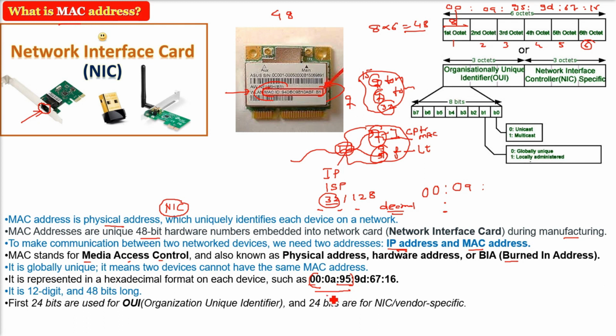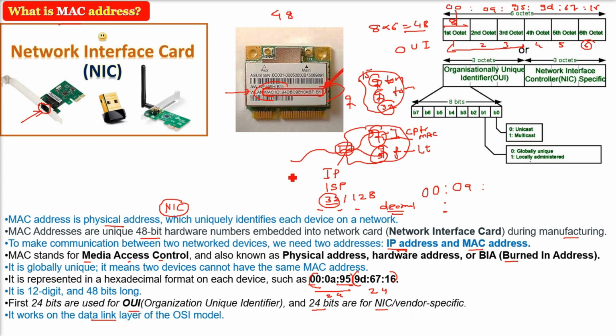You can divide this address into 2 parts. One part can be 24-bit, the other part can be 24-bit. The first 3 octets from the left are the OUI. The first 24 bits are the Organizationally Unique Identifier. It can be Bell, D-Link, Cisco, HP, whichever. This is the organization unique identifier. The next 24 bits are for the network interface card. It is vendor specific, company specific.